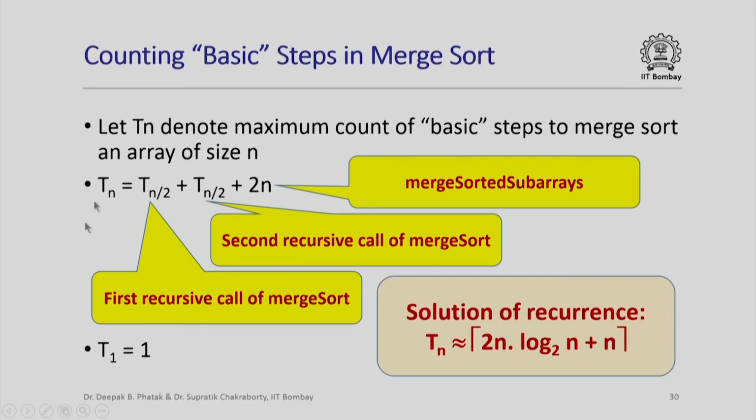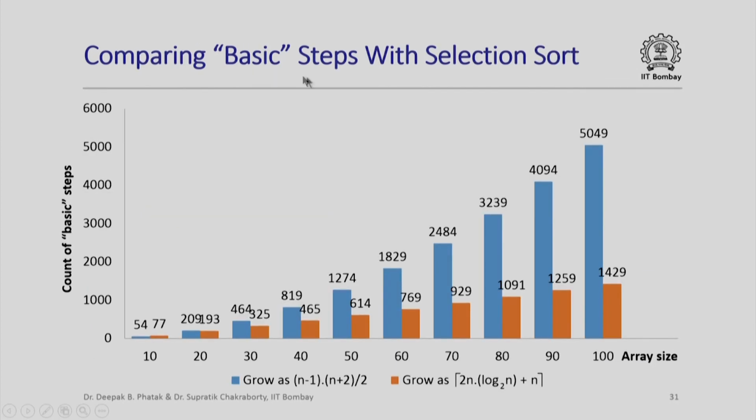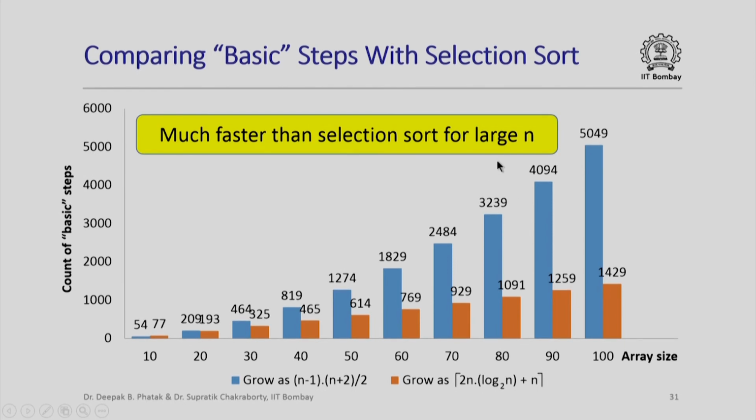And if you go ahead and solve this recurrence relation using standard techniques, you will find that T(n) is roughly the ceiling of 2n log n base 2 plus n. Now compare the number of basic steps required in merge sort with that required in selection sort. So I have sort of plotted it here for different values of array sizes from 10 through 100. The blue bars show how the number of basic steps increase in selection sort. The orange bars show how they increase for merge sort. Clearly merge sort is a winner here compared to selection sort. So merge sort is expected to be much faster than selection sort for large n.